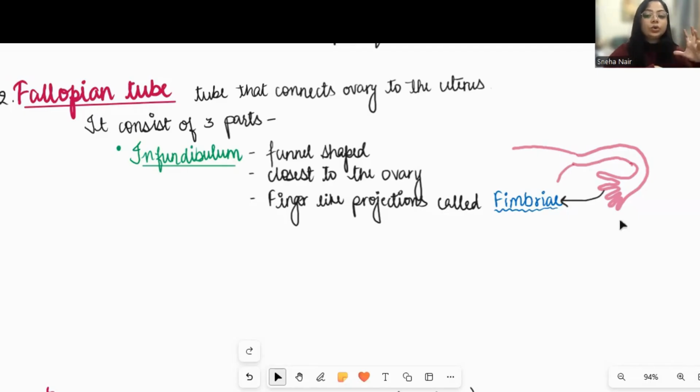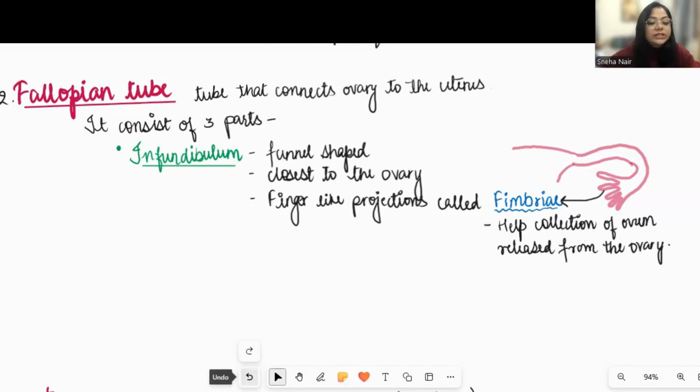So the infundibulum is a funnel-shaped structure. As you can see in this diagram, it is closest to the ovary, and it consists of fimbriae, which are finger-like projections which help in collecting the egg cell given out from the ovary during the process of ovulation. So it helps in collection of the ovum released from the ovary.